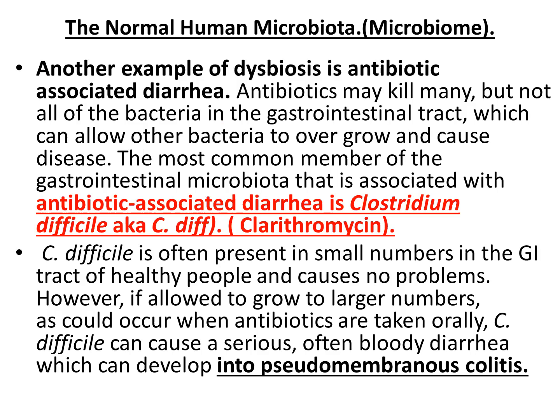Antibiotics kill many but not all of the bacteria in the GIT, which can allow other bacteria to grow and cause disease. The most important member of the GIT microbiota associated with antibiotic-associated diarrhea is Clostridium difficile, also known as C. diff, and it is caused by antibiotics like clindamycin and so on. This causes pseudomembranous colitis, which is accompanied by severe diarrhea with mucus and blood also.